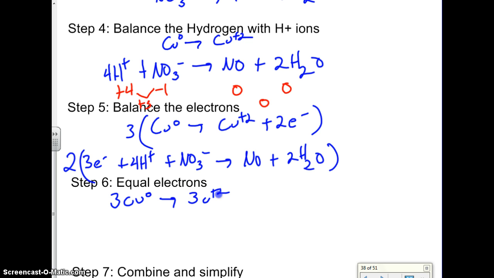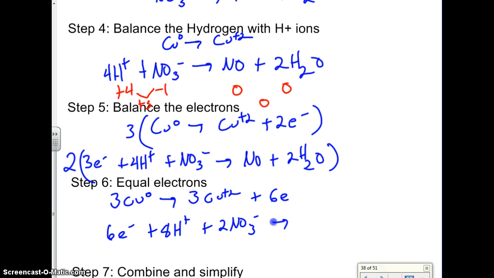Whoops, let's rewrite that. 3 copper ions. There we go. Plus 6 electrons. 6 electrons plus 8 hydrogens plus 2 nitrates, forming 2 NOs and 4 waters.